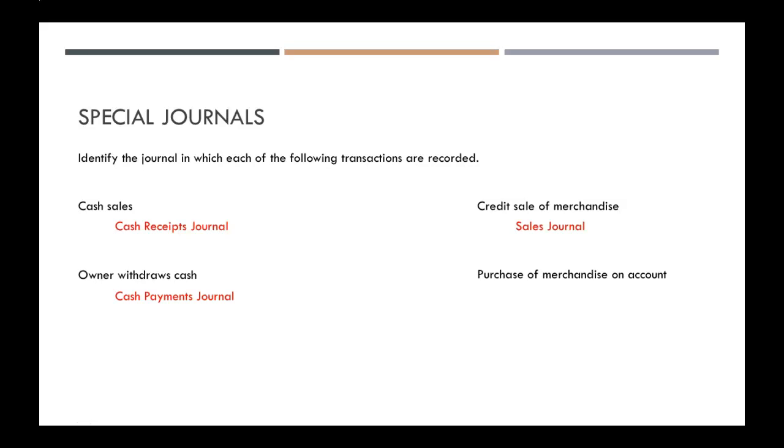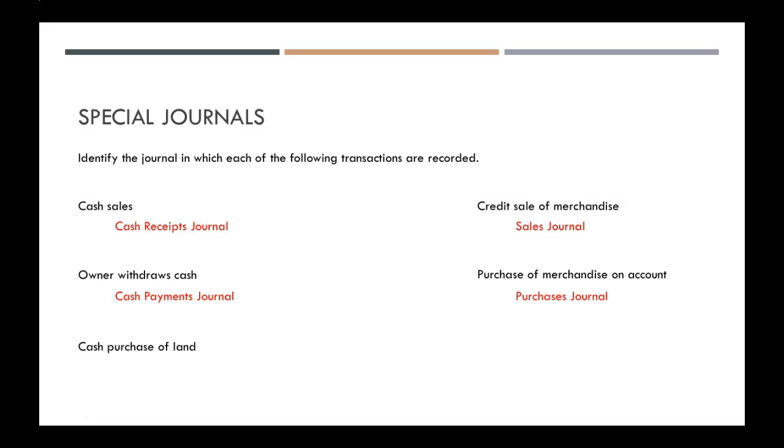Our next one, purchase of merchandise on account. This is, once again, the definition of what goes into the purchases journal. So the purchases journal and the sales journal are somewhat related to each other, right? The sales journal earlier was the sale of merchandise on account, while the purchases journal is the purchase of merchandise on account. And again, it needs to check all of those boxes. It needs to be a purchase, it needs to be of merchandise, and it needs to be on account. If it matches all three, then it goes into the purchases journal.